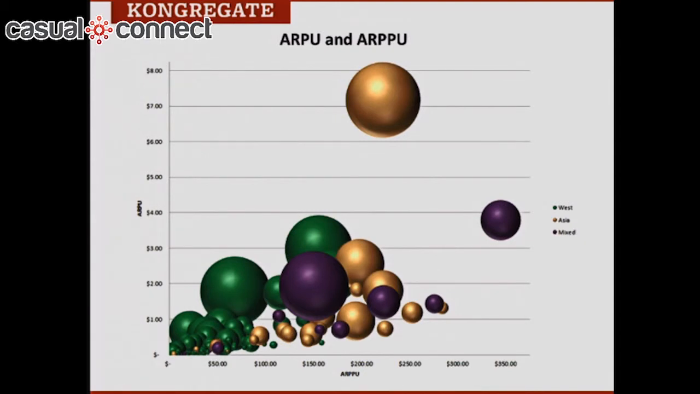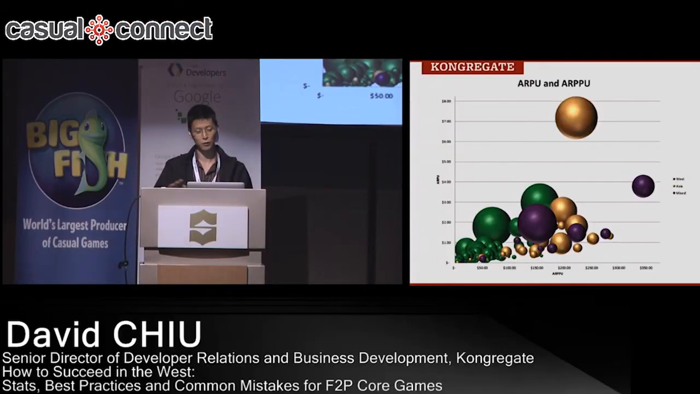The bubbles in green represent games by Western developers, while the bubbles in brown represent free-to-play games by Asian developers. And the ones in purple are what we call mixed developers, which is typically an Asian developer that's based in the West, or a Western developer that's based in Asia, kind of combining aspects of and design philosophies from both the East and the West.